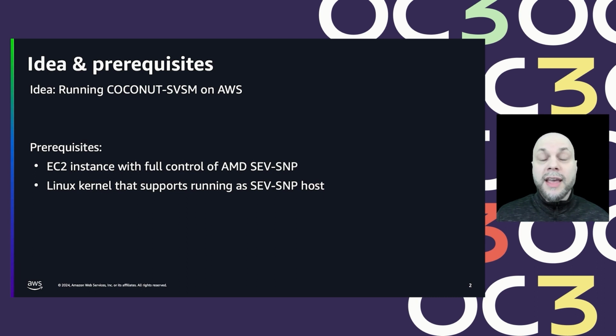The good news is, absolutely, this is possible, and in this session I'm going to show you how you can do the same. There are a few prerequisites that must be met in order to get there. First and foremost, we need an environment where we have full access to AMD SEV-SNP functionality. In our case, this will be an EC2 instance. Second, we need a Linux kernel that supports running as an SEV-SNP enabled host.